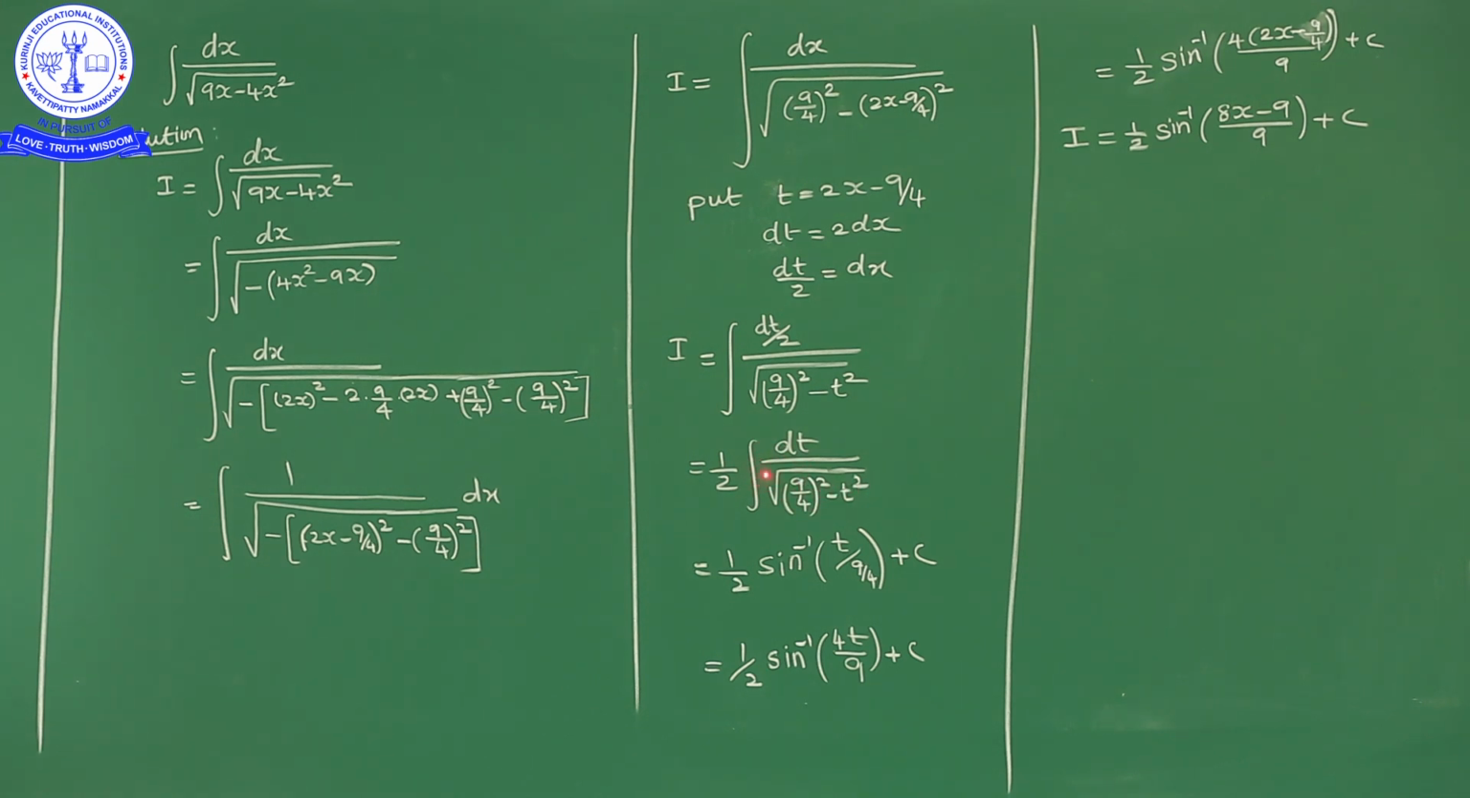Now it is of the form integral of 1 by square root of a square minus x square, that is sin inverse of x by a. So here half sin inverse of t by 9 by 4. Okay. So half sin inverse of how much it is? 4t by 9. But what is t? T is 2x minus 9 by 4. So 2x minus 9 by 4, by taking LCM here 8x minus 9 by 4 into 4. 4 gets cancelled. So 8x minus 9 by 9 plus c.